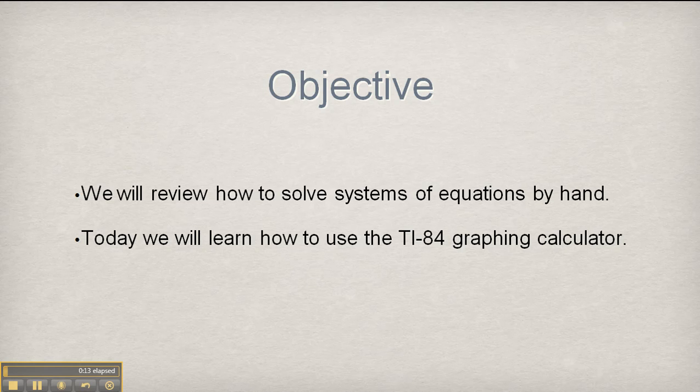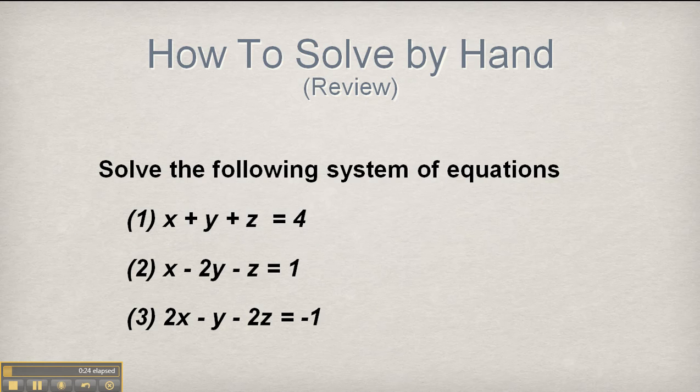This will be a two-part video. In the first part, we're going to review how to solve the system of equations by hand. In the second part, I will show you how to use the TI-84 graphing calculator. To begin with, we're starting off with three equations, 1, 2, and 3. We have three equations because we have three variables x, y, and z that we need to solve for.